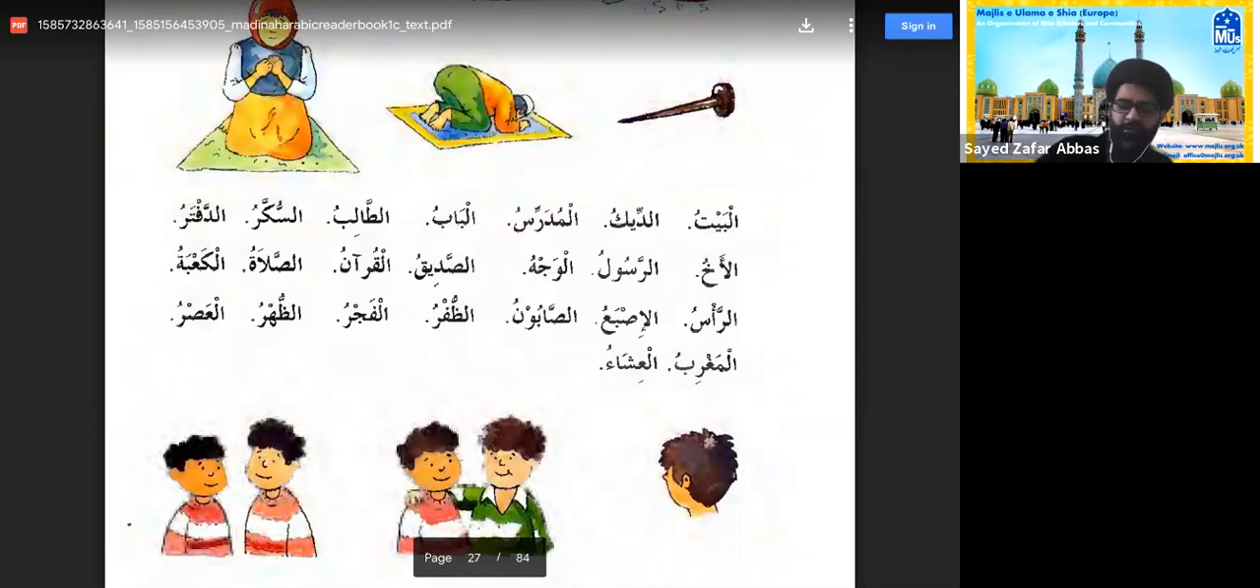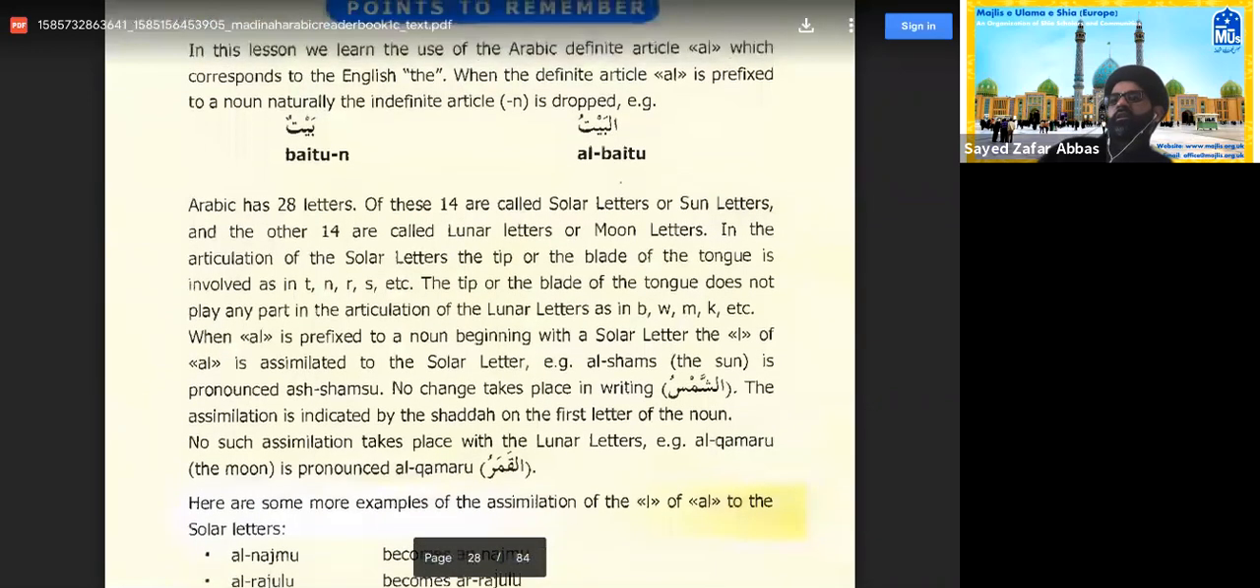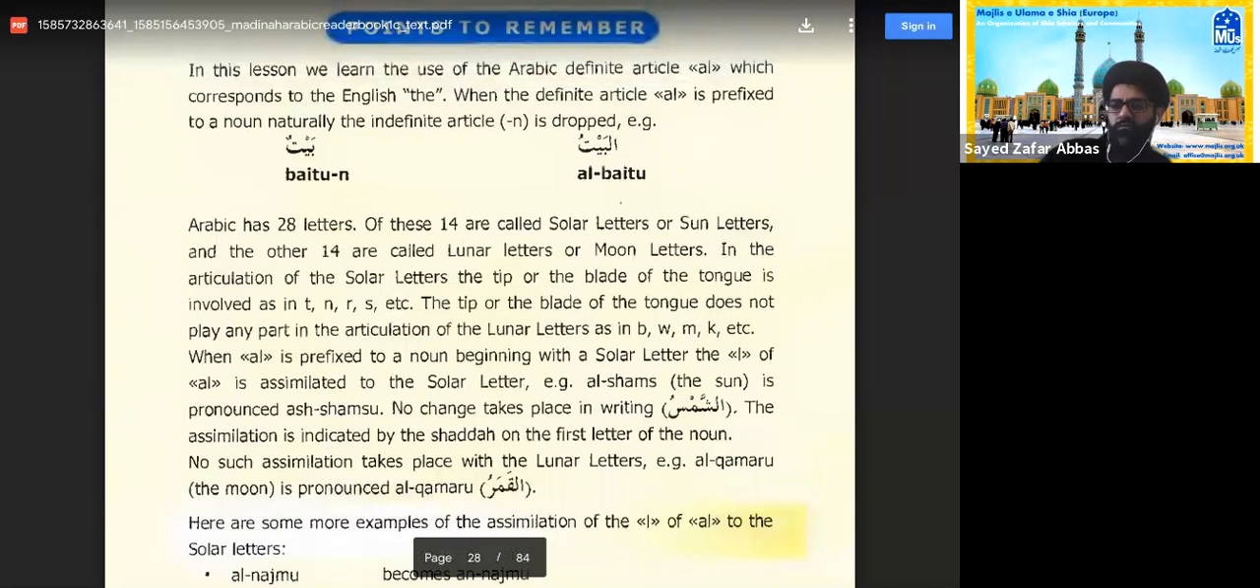If we just go to the next page and conclude the points to remember. Here we learned how to use the word al, and how there are huruf al-qamariyya, moon letters, and huruf al-shamsiyya, sun letters, and how we pronounce each of them. So inshallah, I hope that will be clear, especially for those for whom it was not clear last time. And inshallah, bi'idhnillahi ta'ala, we will start lesson number 4 of the book from next time.